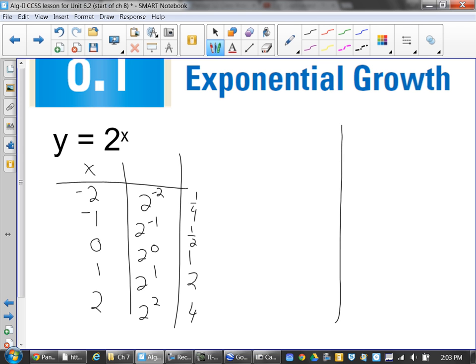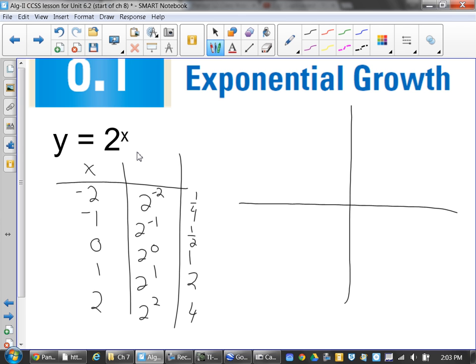So, we plot them. Obviously, a lot of these, you're going to get some fractional ones, so you'll have to kind of fudge it as you're going through. It's not a big deal. We're just looking at the general idea. So you have -2, 1/4, -1, 1/2, 0, 1, 1, 2, 2, 4. So your graph looks like that.